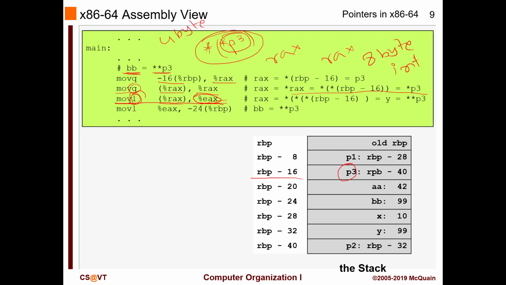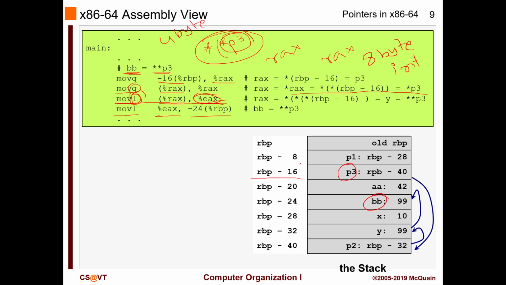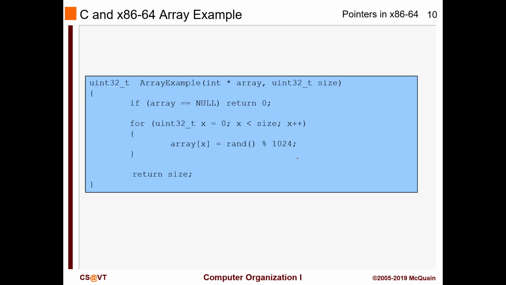Okay, then we are going to get the value and put it into RBP minus 24, which was BB. So yeah, that pretty much sums up how the pointer and pointer of pointer and addresses and all of those work. Please let me know if it didn't make sense to you. Okay, moving on to the next function.